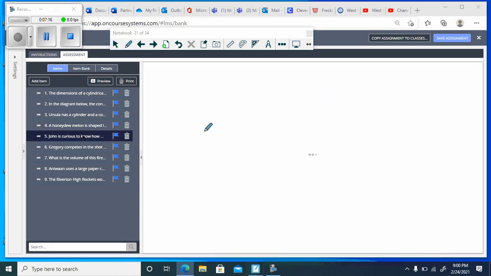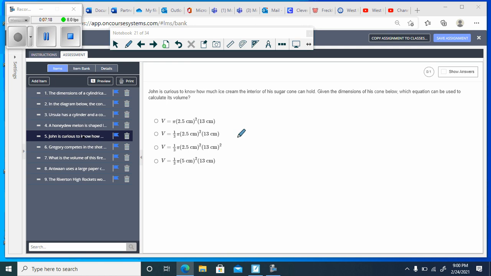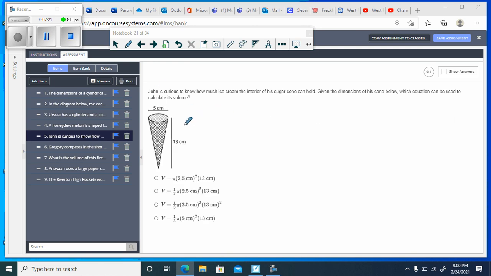Go to number 5. John is curious to know how much ice cream the interior of the sugar cone can hold. Given the dimensions of his cone below, which equation can be used to calculate his volume? Volume for a cone is 1/3 pi r squared h, okay? So let's plug in what we've got. 1/3, and see our answers all have pi in them, so leave pi there.